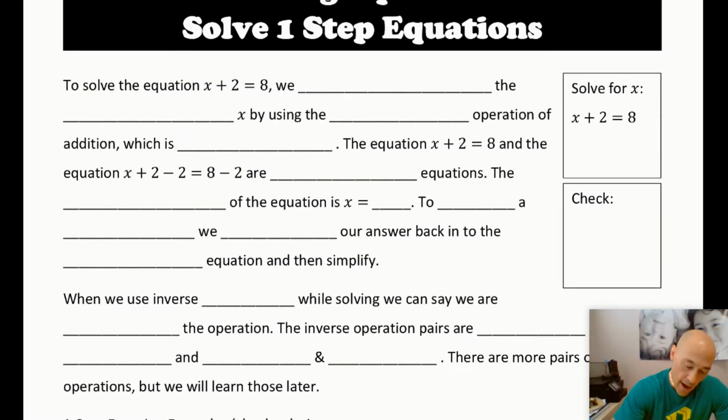We isolate the blank x. X is an unknown value. It's a number. We just don't know what that number is. That's what an unknown value is. By using the blank operation of addition. Well, we use subtraction, which is the inverse operation of addition.